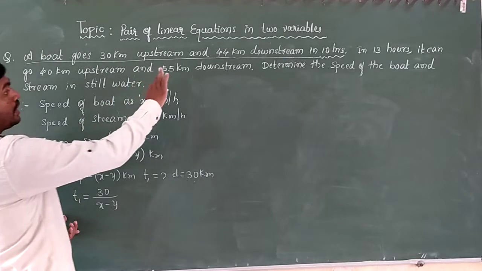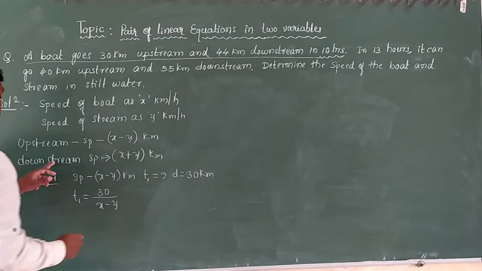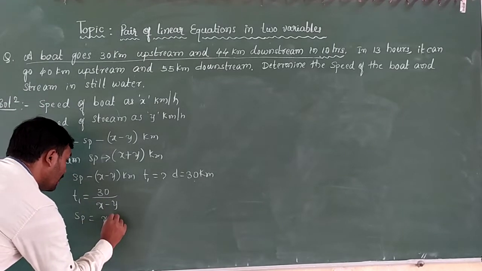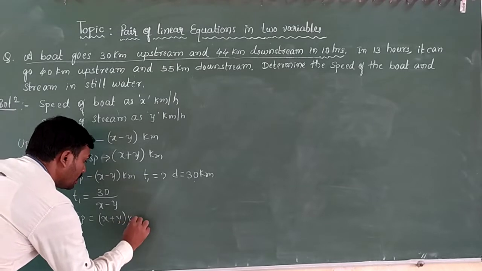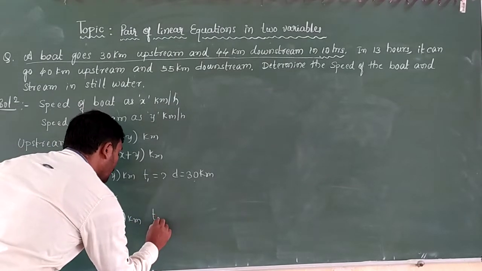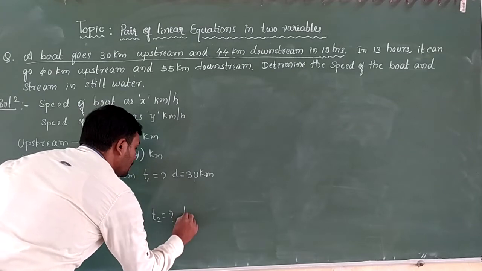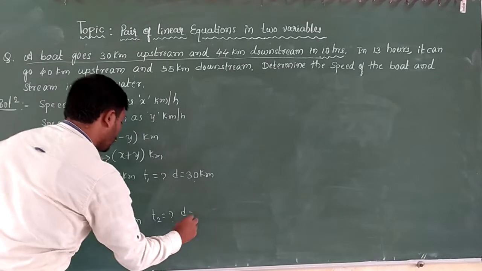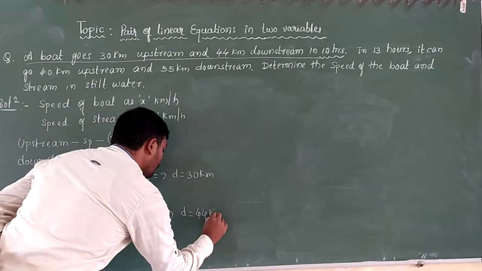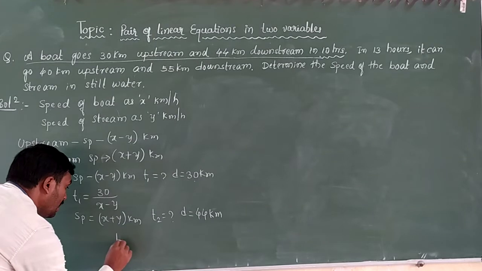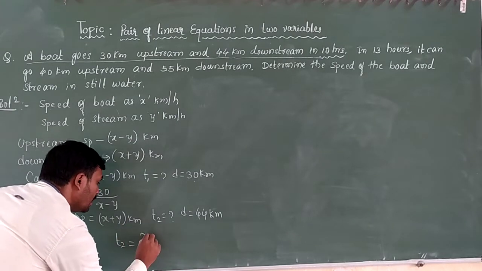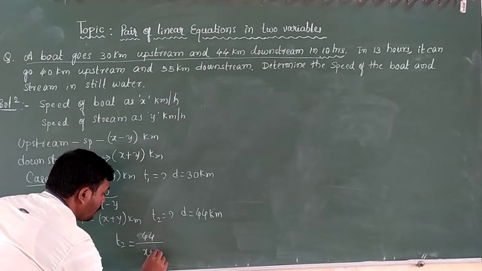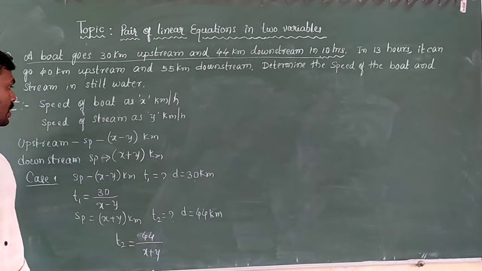In the first case, the second step is downstream. In downstream, the speed is x plus y kilometer per hour, and the time we have to calculate is t2. The distance covered in the first case downstream is 44 kilometer. So t2 is equal to 44 divided by x plus y, children.